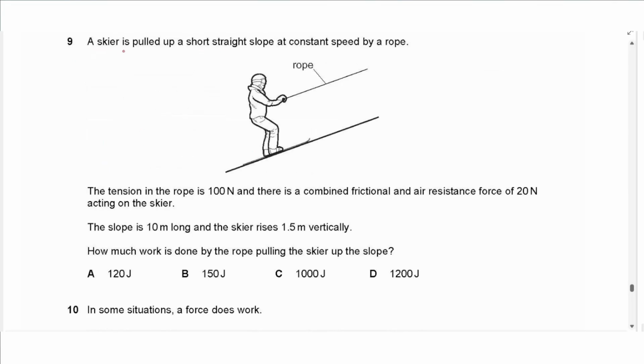Question 9 says a skier is pulled up a short straight slope at constant speed by a rope. The tension in the rope is 100 newtons and there is a combined friction and air resistance force of 20 newtons acting on the skier. The slope is 10 meters long and the skier rises 1.5 meters vertically. How much work is done by the rope? So we need the force in the rope and the distance traveled in the direction of the rope. So work is equal to the force multiplied by the distance. So we have 100 newtons multiplied by the distance 10 meters. So the answer is 1000 joules. So the answer is C.